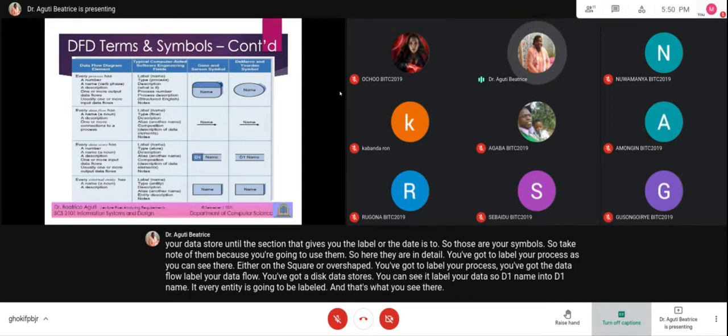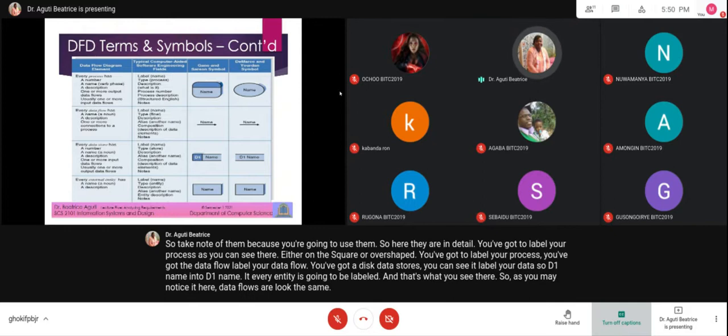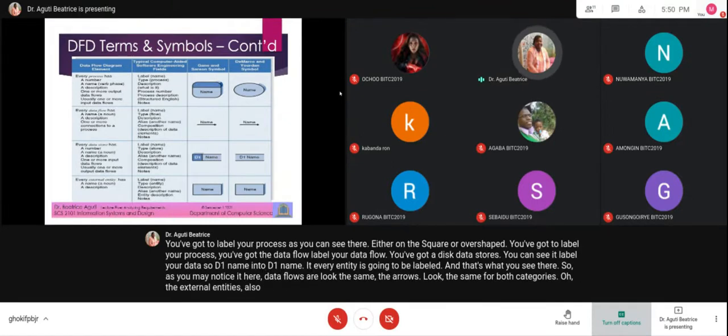As you may notice here, data flows look the same. The arrows look the same for both categories. The external entities also look the same. The only difference comes in the process and data store. So you can take note of that.